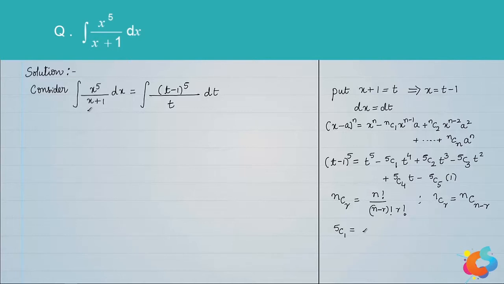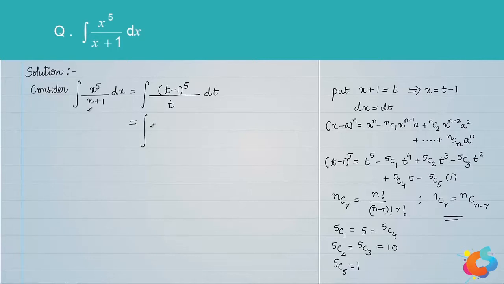5C1 is equal to 5, which is the same as 5C4, because using this property 5C1 can be written as 5C(5 minus 1), which is again 5. And 5C2 is the same as 5C3. So you simply use this formula and simplify. We will get 10. And 5C5 is 1.